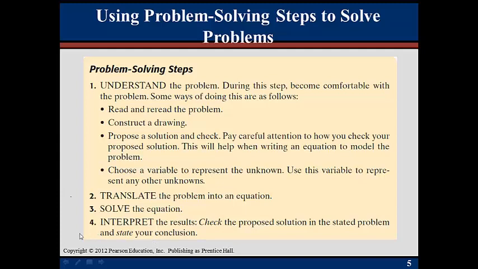So now we move on to our next objective, which is using problem-solving steps to solve problems. Step 1 is to understand the problem. We can choose a variable to represent the unknown. Step 2, translate the problem into an equation. And then step 3 would be to solve the equation. And last, step 4 is to interpret the results. You can check the proposed solution in the stated problem and state your conclusion.